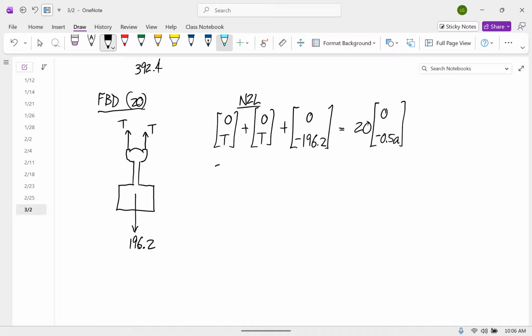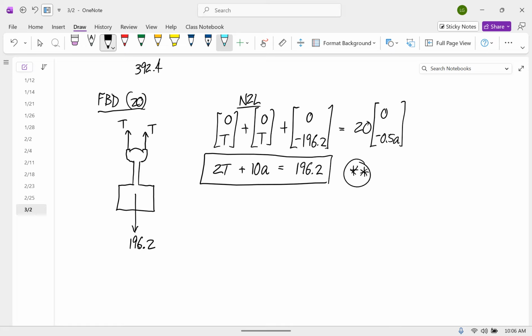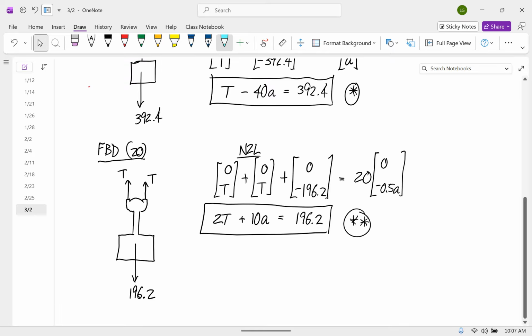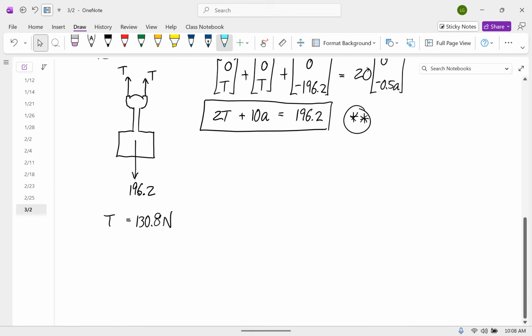So we get the second equation that says 2T plus 10A is equal to 196.2. And now we have our system of two equations. And then A, the variable A, is negative 6.54. Okay. And now we're going to go to what happens when the elevator is accelerating.